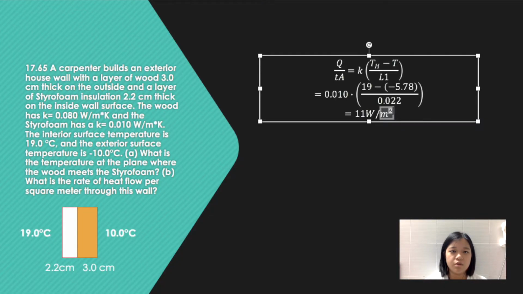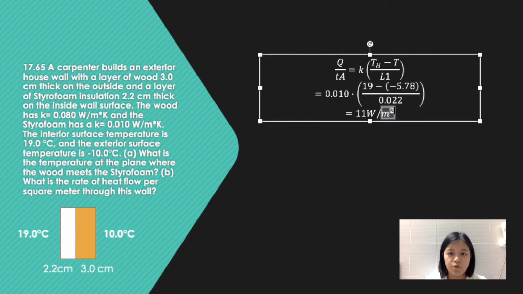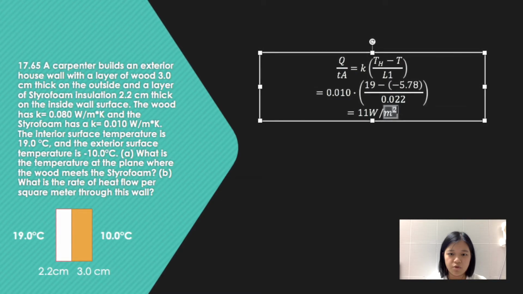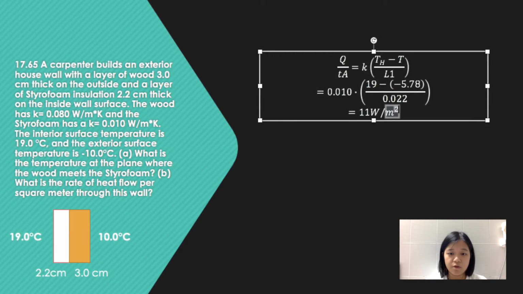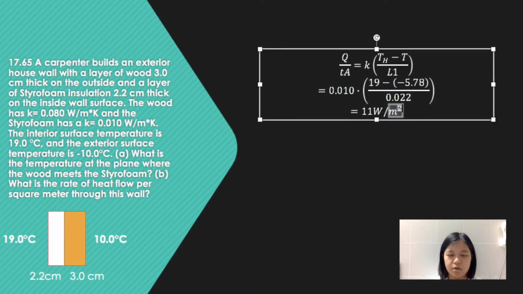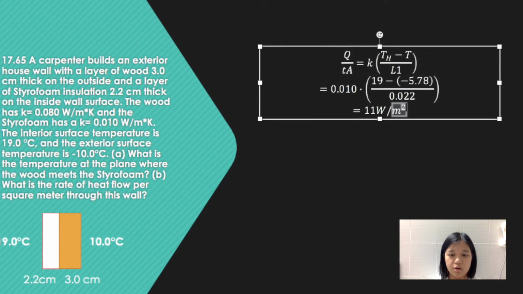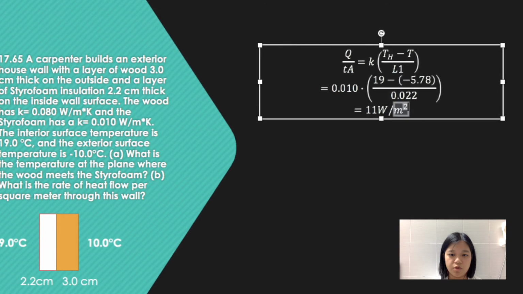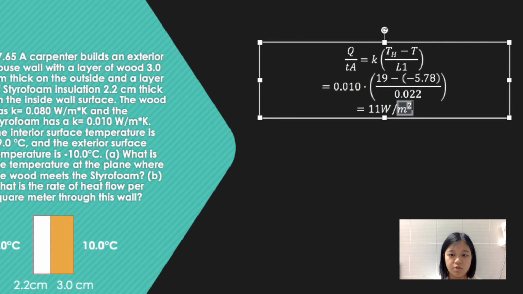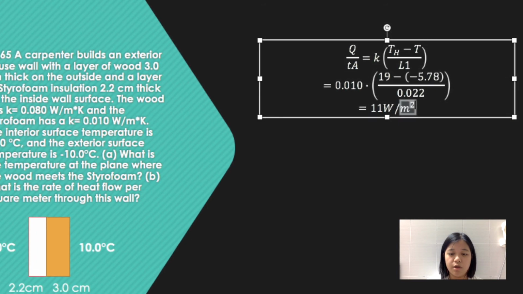So going back to the second part of 17.65, we can calculate the energy per unit time per area by simply multiplying the K times hotter temperature minus the temperature in the middle over the length. This is using the styrofoam heat transfer, and you can just simply substitute the values and get 11 watts per square meter.